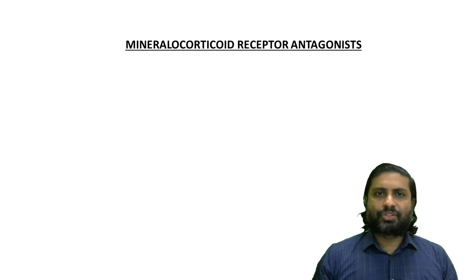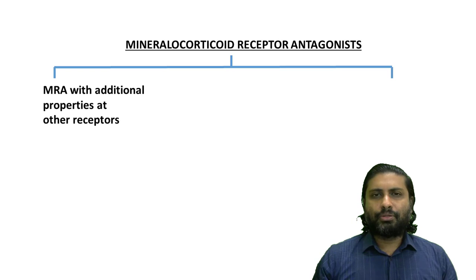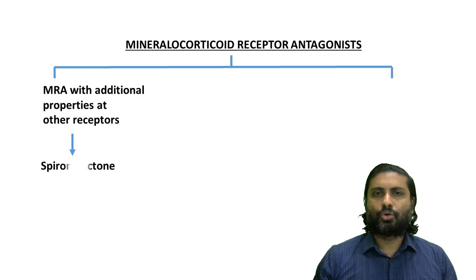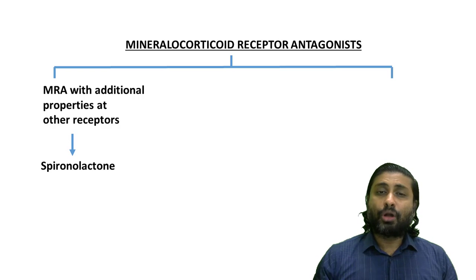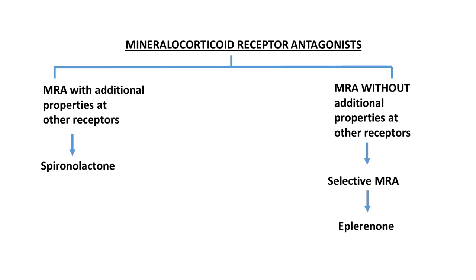Now, mineralocorticoid receptor antagonists can be classified broadly into two. They include those with additional properties at other receptors. The most important example of such mineralocorticoid receptor antagonists would be spironolactone. There are other mineralocorticoid receptor antagonists that do not have additional properties at other receptors. These are selective mineralocorticoid receptor antagonists. The example would be eplerenone.